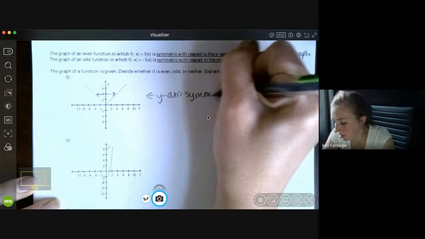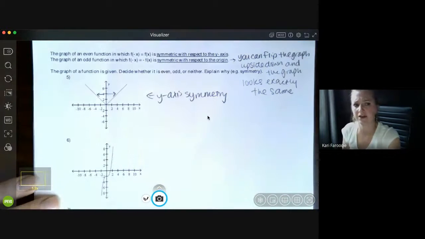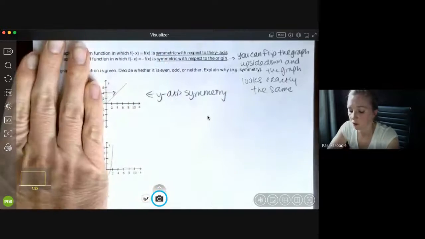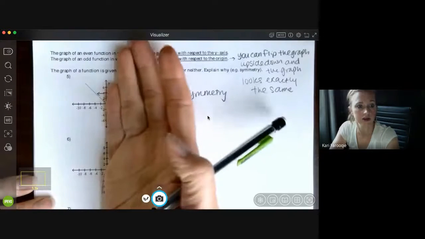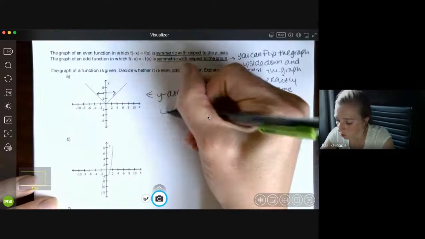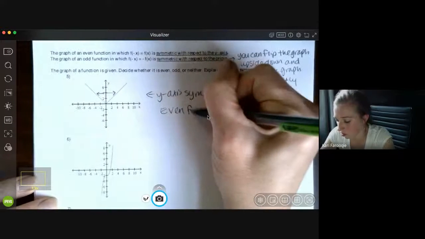And you're not going to get anything super tricky where you're like, I don't know, it looks close, maybe it's not. Your examples here are going to be really straightforward. This is y-axis symmetry. You flip the graph over the y-axis and you get the exact same picture. Because we have y-axis symmetry, we would say that this is an even function.